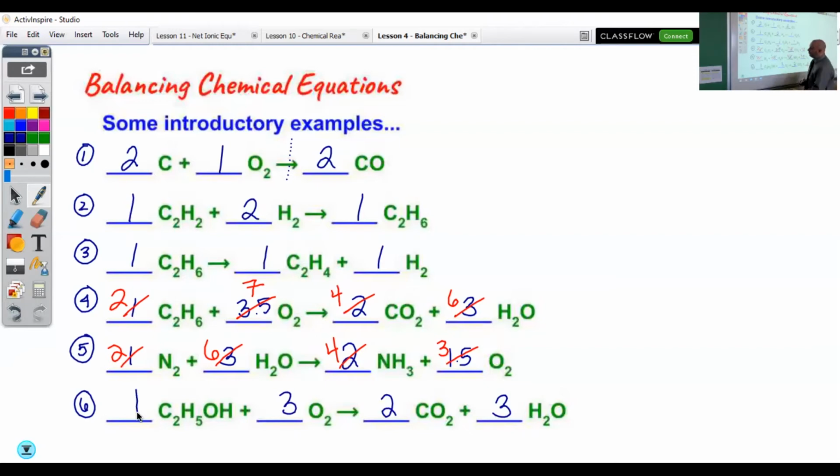So now let's double check. 2 carbons, 2 carbons. 6 hydrogen, 5 plus 1 more, 6. 6 hydrogen here. 6 oxygen plus 1 more is 7. I have 4 oxygen plus 3 more is 7.